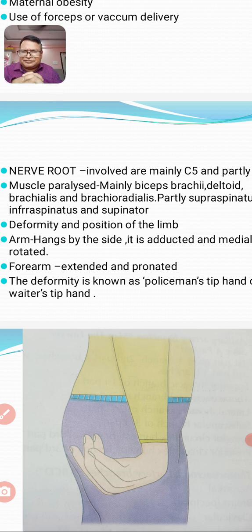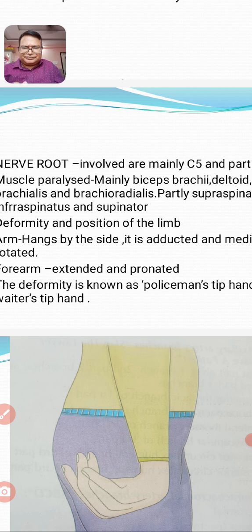What are the deformity and position of the limb during Erb's paralysis? When we see the patient, the arm hangs by the side, and it is adducted and medially rotated. And the forearm is extended and pronated, not supinated.